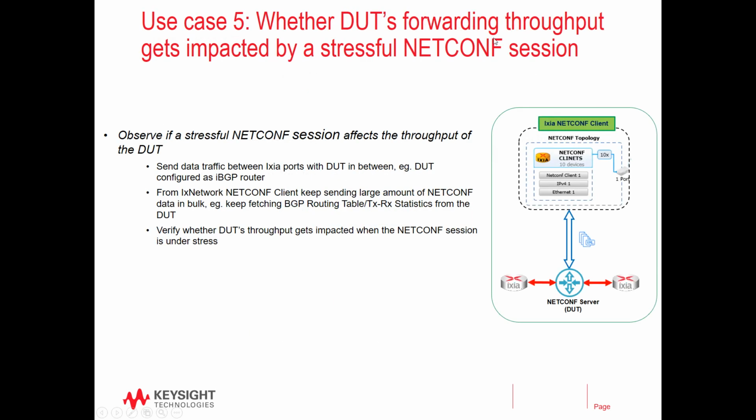The last one: whether the duty's forwarding throughput gets impacted by a stressful netconf session. So this is basically the data plane of the duty, and whether it is at all getting affected by the stressful control plane. So send data traffic between Ixia ports with the duty in between. Here there are two more Ixia ports connected to the netconf server. Let's say BGP is going on here, and BGP traffic is going on between these Ixia nodes, and the duty is forwarding that traffic. From the IxNetwork netconf client, keep sending a large amount of netconf data in bulk, keep fetching BGP routing table TXRS statistics from the duty, and verify whether the duty's throughput gets impacted when the netconf session is under stress.